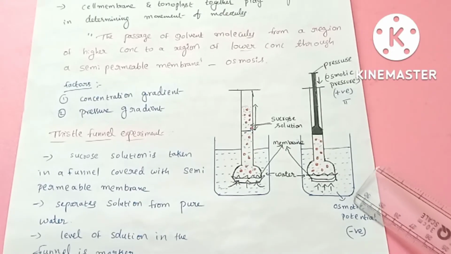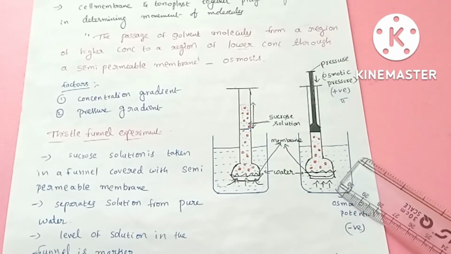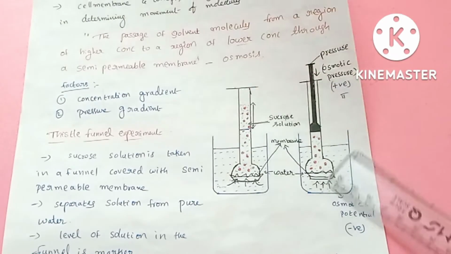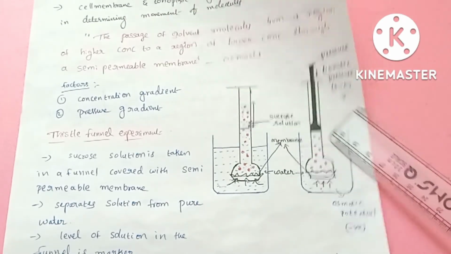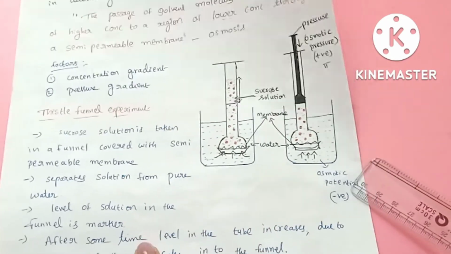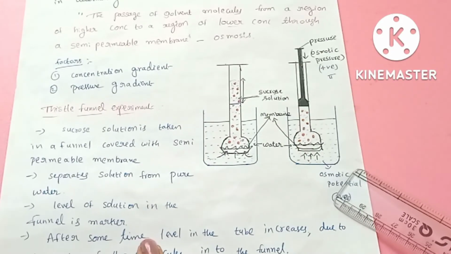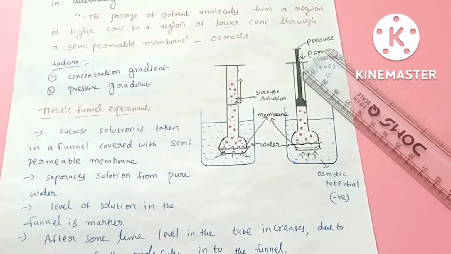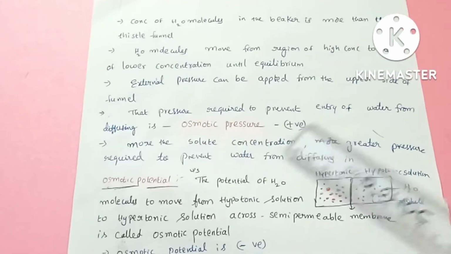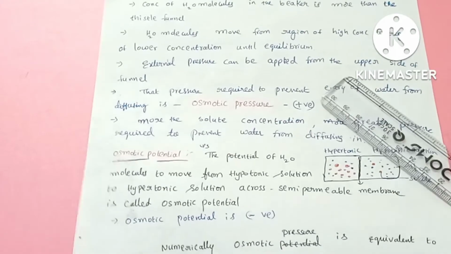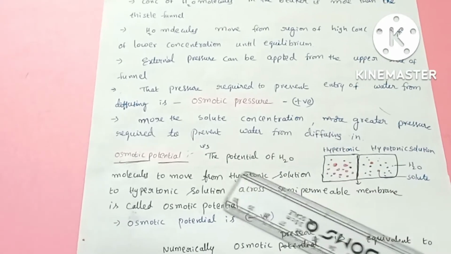In osmotic potential, what we studied is the capacity or the potential of the water molecules to move from the hypotonic solution to the hypertonic solution. That is called osmotic potential. This osmotic potential is always negative. We have already studied, right? I have already explained about the experiment. These are the notes about the thistle funnel experiment, osmotic pressure and osmotic potential.